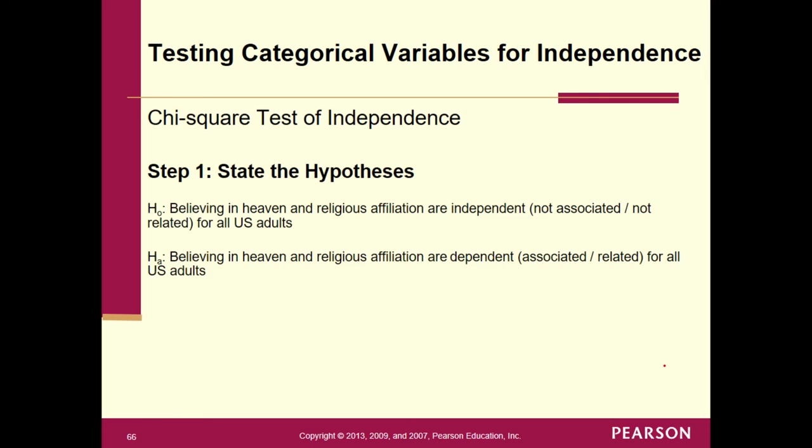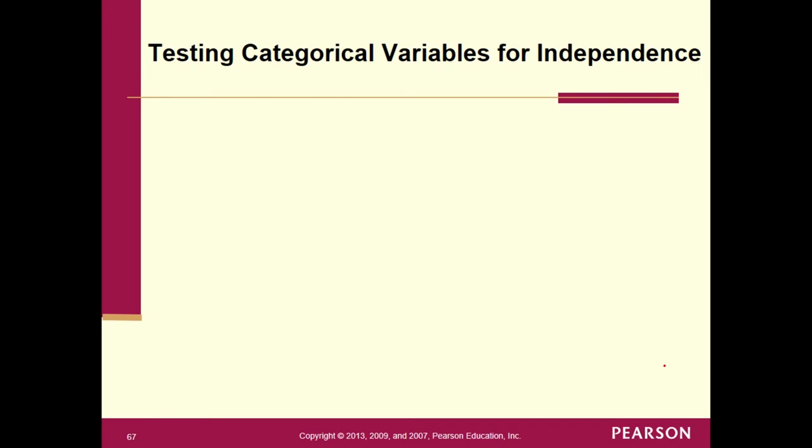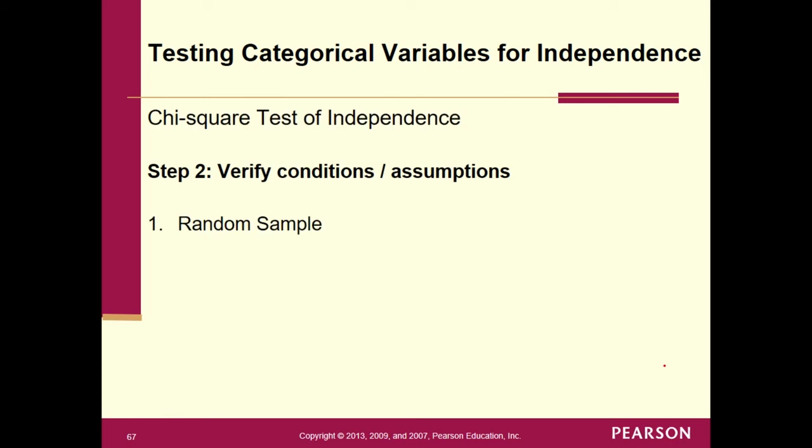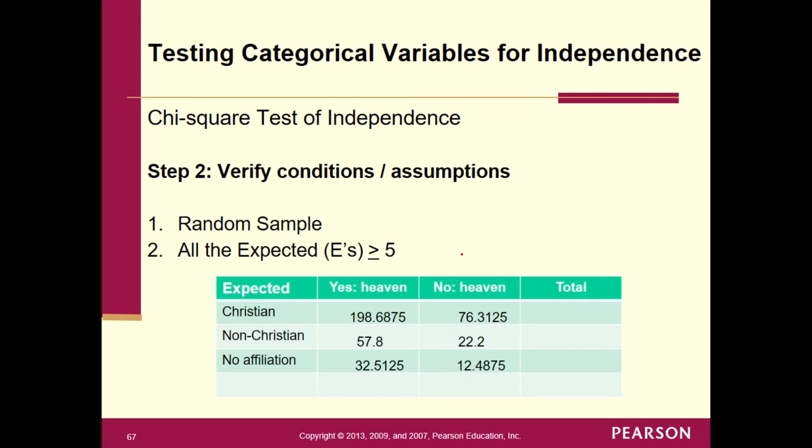Hopefully I didn't go too fast there, but it doesn't change. That's why I went through it quickly. So verify the conditions: random sample. Hopefully that was truly done. And then all the expected E's are greater than or equal to 5. Are all the E's greater than or equal to 5? Yep. Check mark.